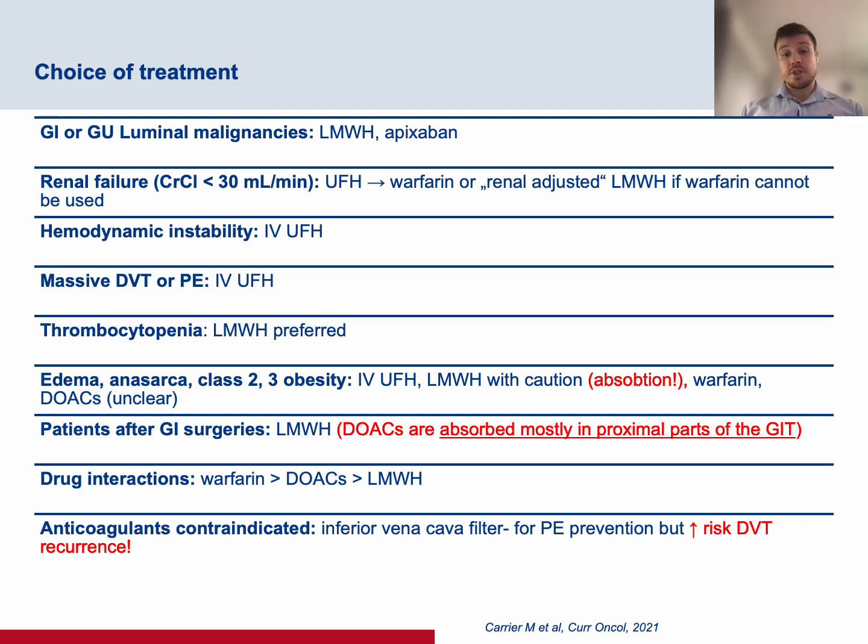In patients after GI surgeries, low molecular weight heparin is the best option because DOACs are mostly absorbed in the proximal parts of the gastrointestinal system, and therefore in these patients after major resections, probably the absorption of DOACs will be decreased. We should be mindful of drug-to-drug interactions, and if anticoagulation is contraindicated, we can use an inferior vena cava filter for prevention of pulmonary embolism. However, it increases the risk of deep vein thrombosis.